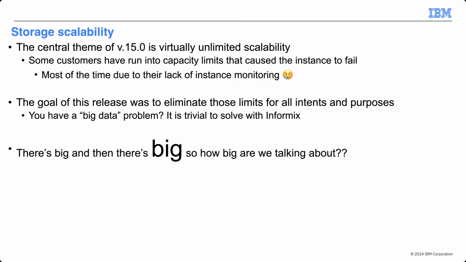So when we sat down and started planning 15, we said, what are some of the biggest things that we could do to make the engine easier for people to manage and use? And one of them was to try and remove some of these limits that a lot of customers were running into. And so the goal was to make Informix the big data engine.